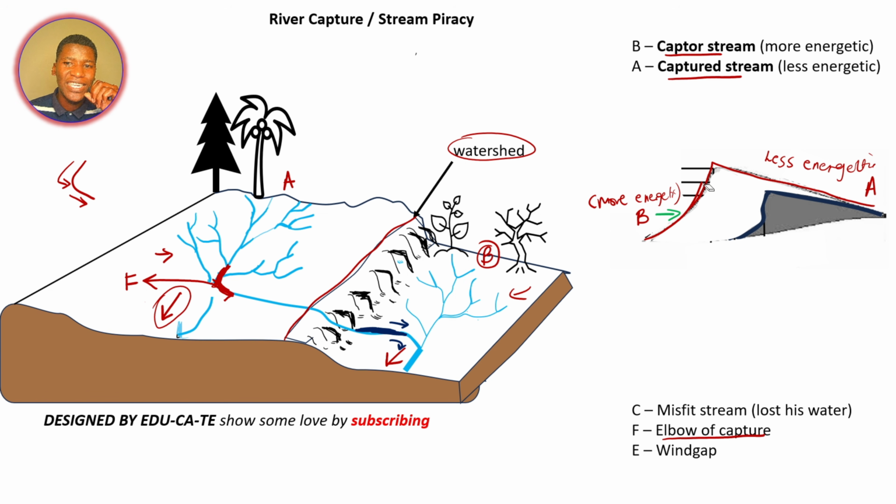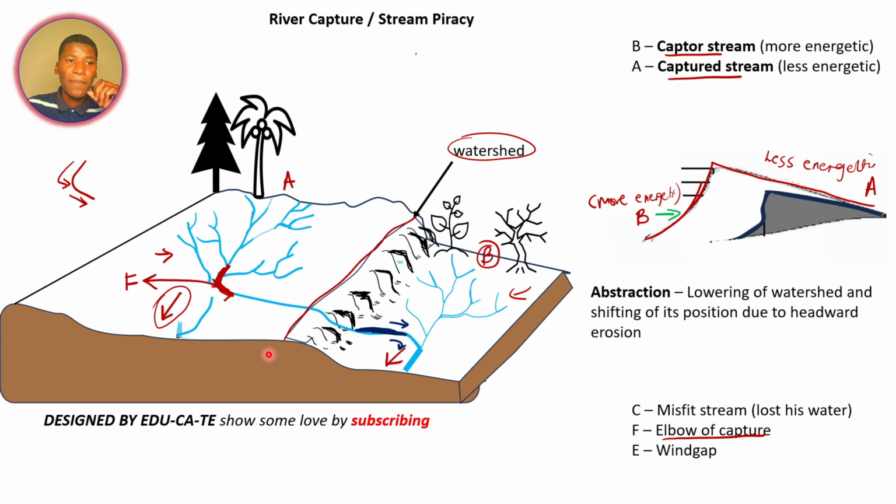Because the watershed initially was at this position. So just to highlight that, at first it was at this position. This was the position of the watershed. But because of the headward erosion that has occurred due to this more energetic river, which is river B, the watershed has been lowered and it has been shifted. So that process is known as abstraction.